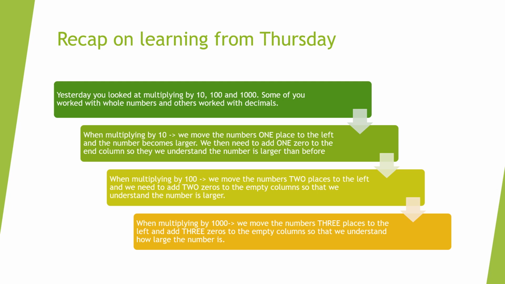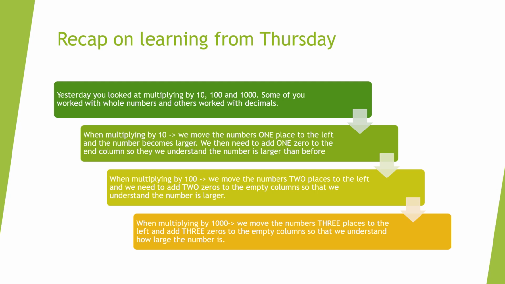Just to recap the learning from yesterday, when multiplying by 10, we move the numbers one place to the left so that the number becomes larger. We then have to add a 0 to the end column so that we understand the number is larger than before. So if we had 3 and we were timesing 3 by 10, we would move the 3 from the units column into the tens column, and then we would add the 0 into the units column because we've gone from having 3 units to now we have 3 tens, but there's no units in that units column, so that becomes a 0.